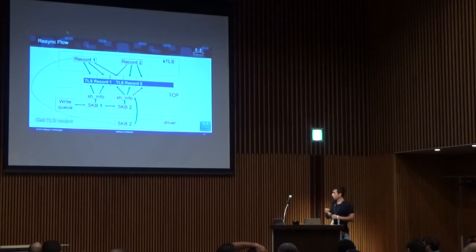Okay, so I'll repeat the problem. When you need to resync the state of encryption, for example, here, when you send SKB number 2 and the hardware doesn't have the state to encrypt it, it needs to get the state, and the state is present in record 1, in the data of record 1. So we keep record 1 in memory until SKB number 2 is acknowledged by TCP.